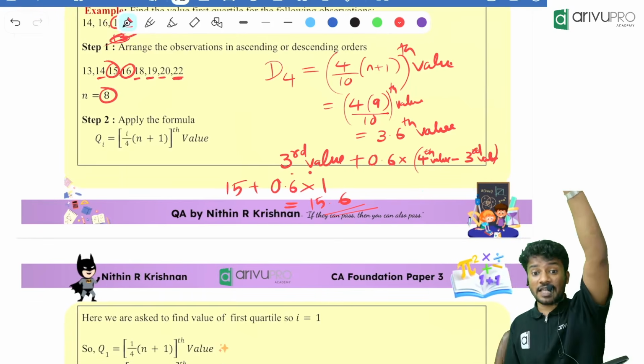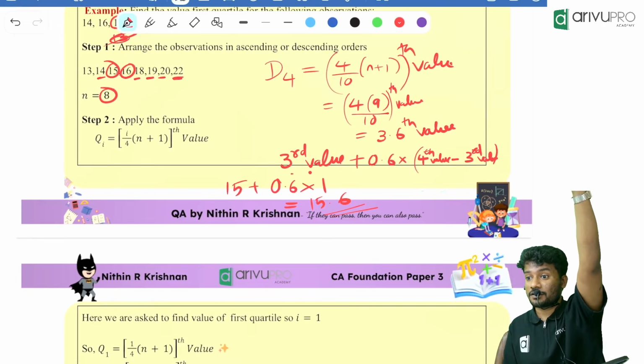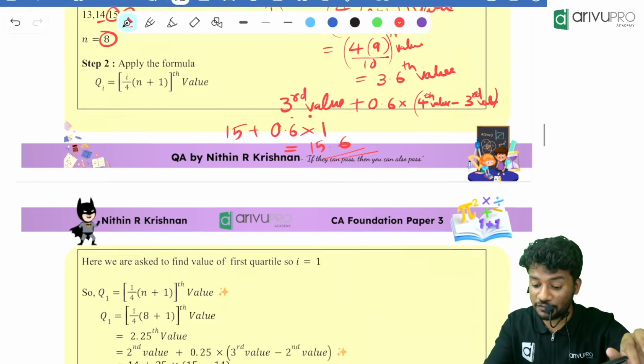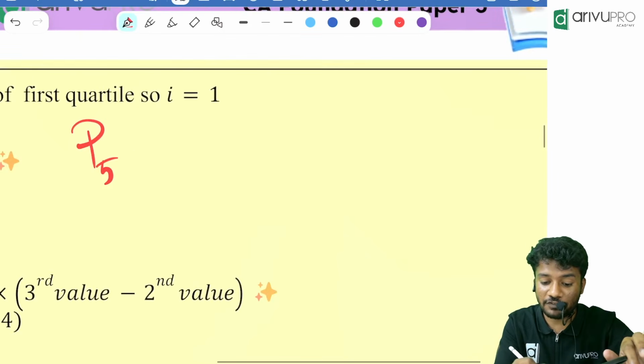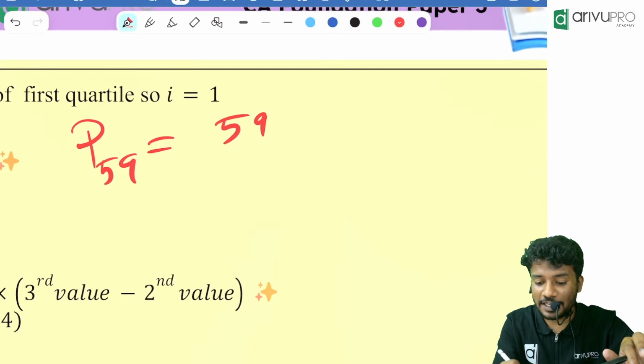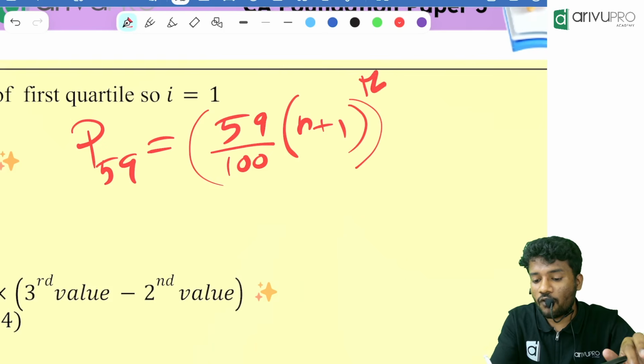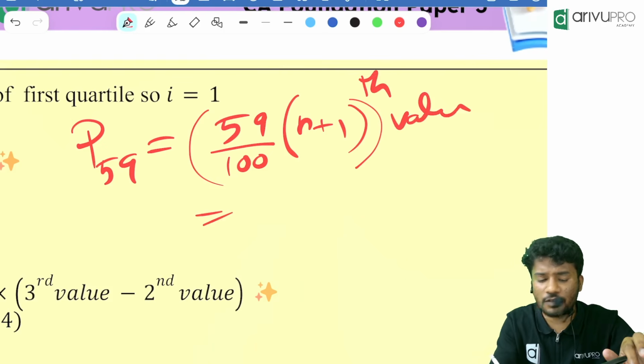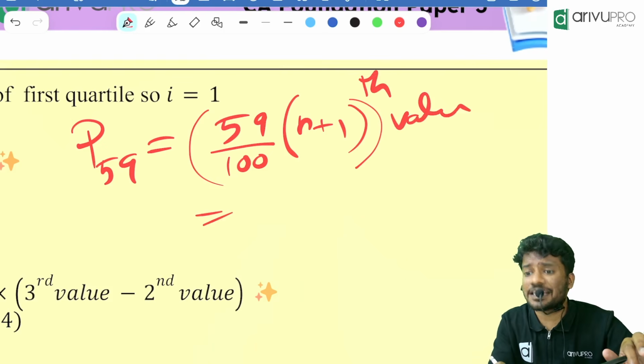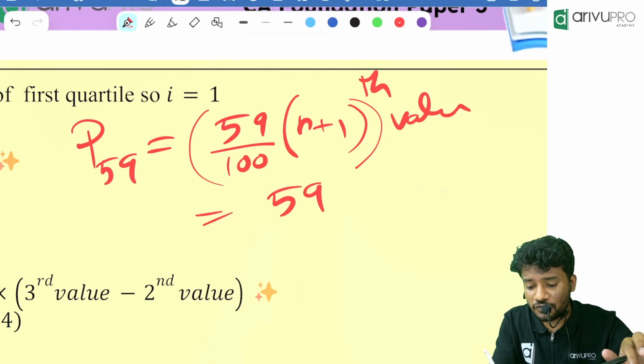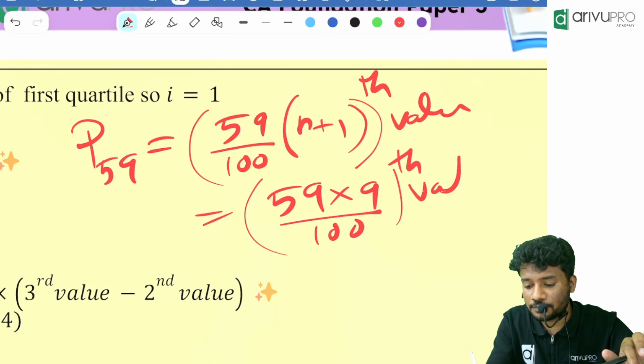If you understood that, I will ask you another question. Give me a question. Which percentile? 59. Okay. Find P59 for me, people. How will you write? 59 divided by 100 into (n plus 1) the value. N is how much over here? 8. 8 plus 1 is 9. So 59 into 9 divided by 100 the value. How much is it?